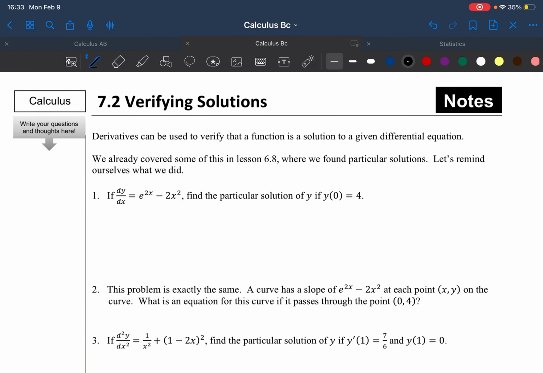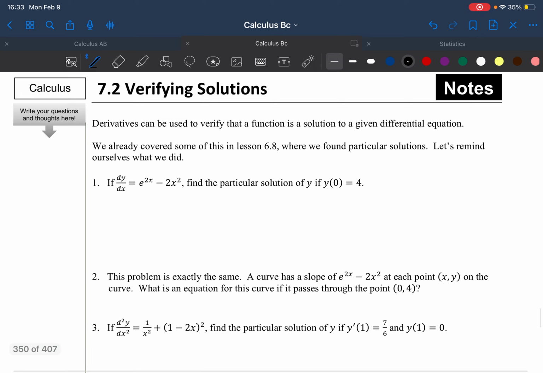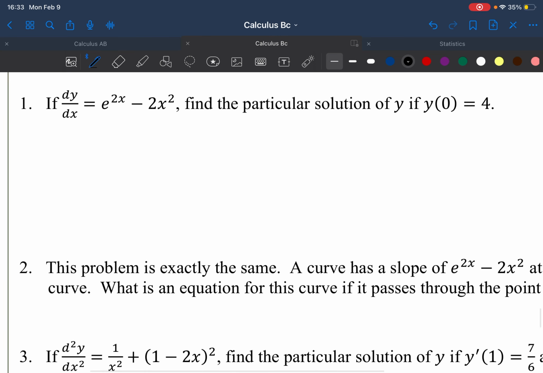7.2, verifying solutions. It says derivatives can be used to verify that a function is a solution to a given differential equation. We also covered some of this in 6.8 where we found particular solutions. Let's remind ourselves how we did that. This first question right here is just a repeat of 6.8 notes.